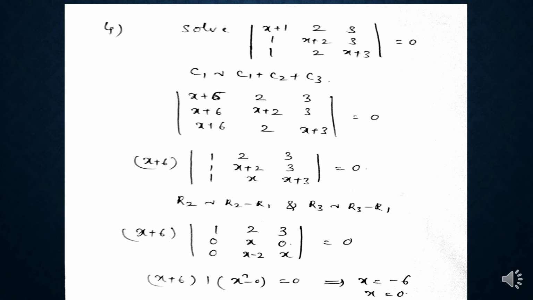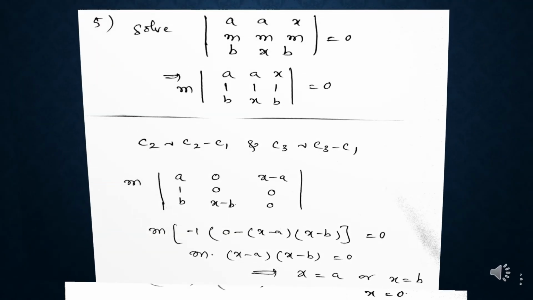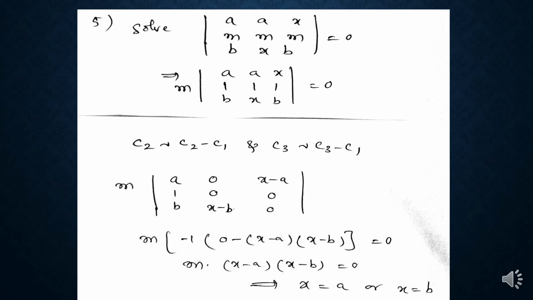Next problem. Solve the determinant with rows a, a, x; m, m, m; b, x, b is equal to 0. So solving means we have to find the value of x. Here a, m, b, these are the constants. So from this we have to find the value of x.